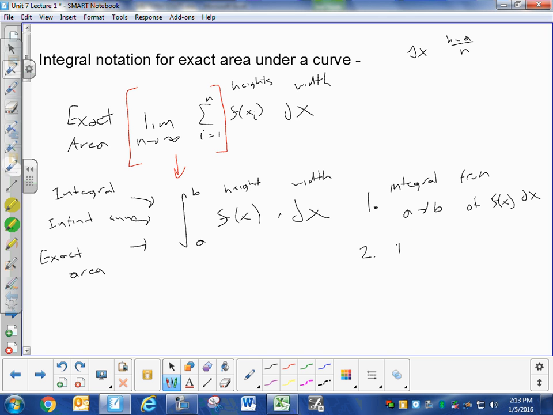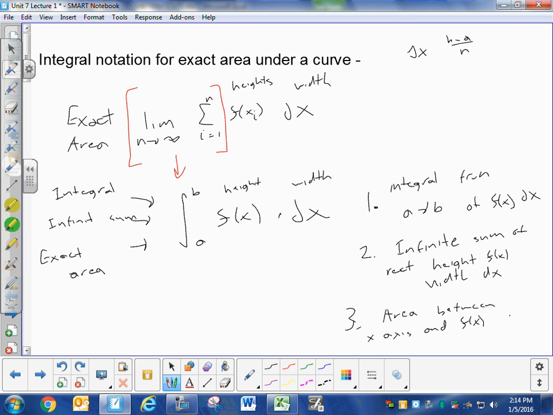It can mean the infinite sum of rectangles with height f of x and a width dx, or it could mean the area between the x-axis and f of x from a to b. Okay? That's what an integral is. It's an infinite sum. It stands for area if you have f of x and dx next to it.